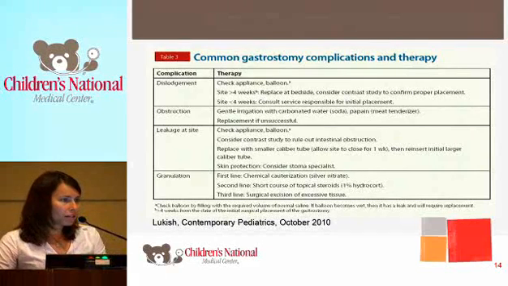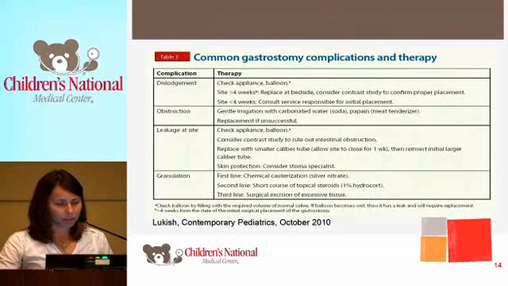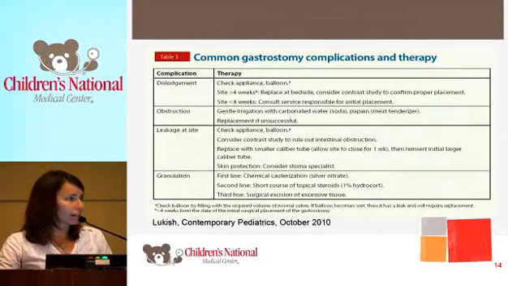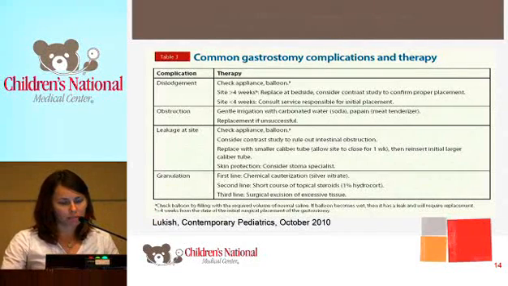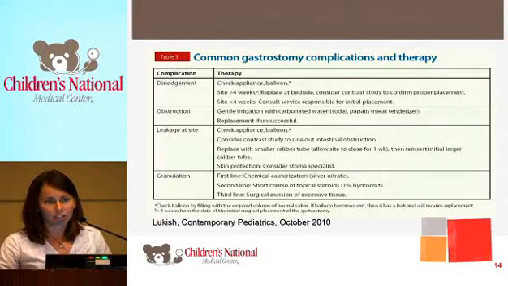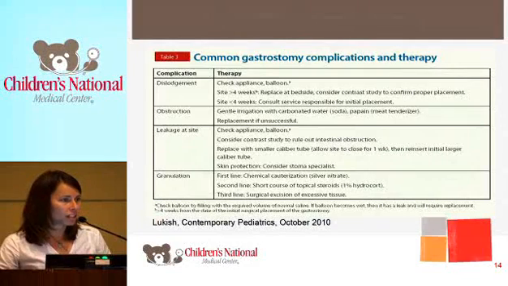This is a table from a really good contemporary pediatrics article that focused on G-tubes and Broviacs and venous catheters, which I didn't go into today, and that talks about different complications and therapies surrounding G-tubes. We're not going to go line by line, but I'm going to highlight a few things. The first is if it becomes dislodged early on in the process, and I would even argue you could stretch this to more than 4 weeks for a little bit of certainty, you need to call the service that placed it. If it's after that, then you can replace it.